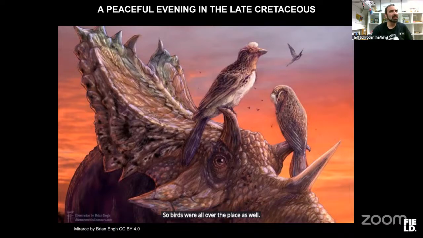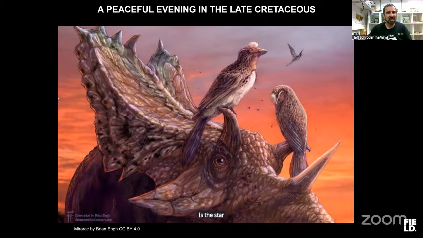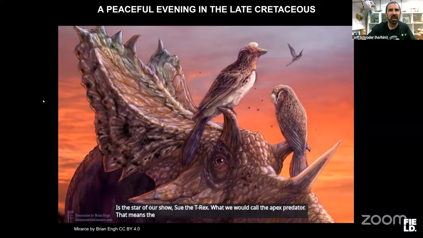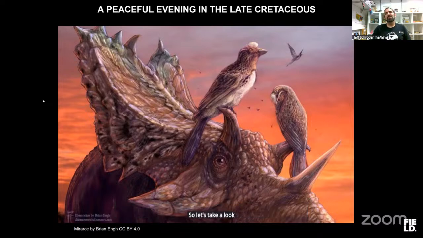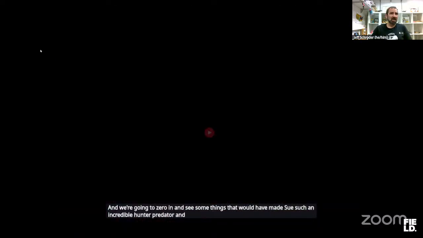This was Sue's world. And of course, at the top of the food chain is the star of our show, Sue the T-Rex, what we would call the apex predator. That means the top predator of the day. So let's take a look at that 3D model of Sue. And we're going to zero in and see some things that would have made Sue such an incredible hunter, predator, and the top of the food chain.